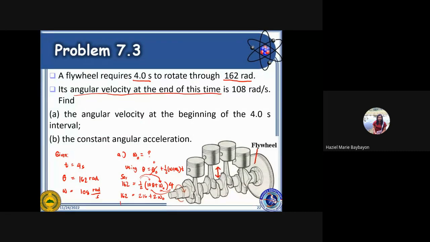So, 162 minus 216. Are you guys following? Yes, ma'am. Okay, so you have 162 minus 216. I moved 216 to the other side, so it became negative. And what is left on the right-hand side of our equation is 2 omega naught. We're almost there to isolate omega naught.